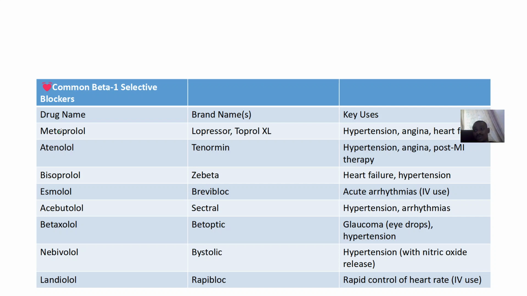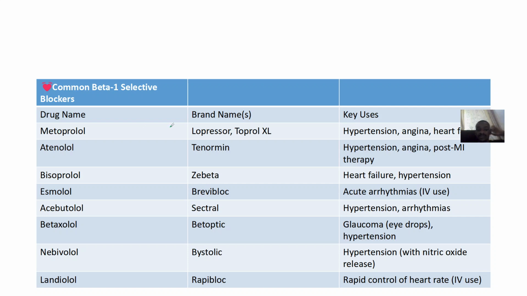So we have drugs like Metoprolol, Atenolol, Bisoprolol, Esmolol, Acebutolol, Betaxolol, Nebivolol, Landiolol. Okay, these are some of the drugs that you basically have in that class.